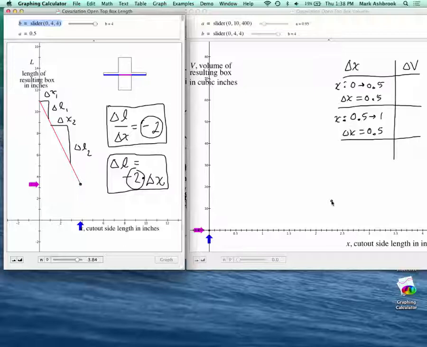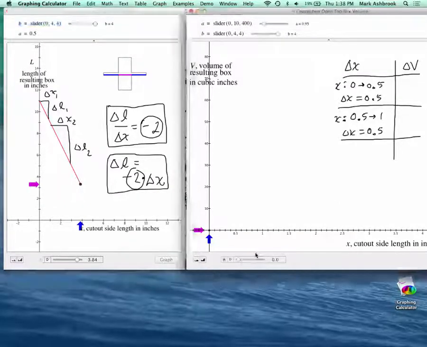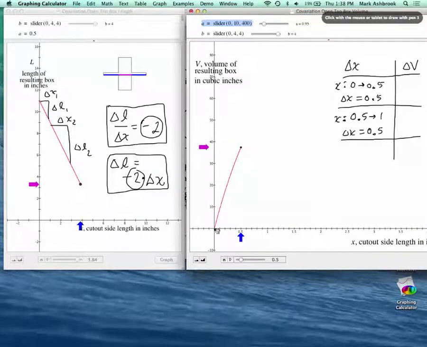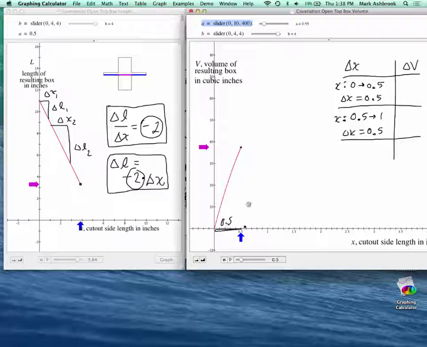So I'm going to do the second one first. Let's look at it. So here is delta x going from 0 to 0.5. And what happens to the volume when we do that? It increases, right? So we got a delta x there. That's this one right here, a 0.5. And the corresponding delta v of something, right?